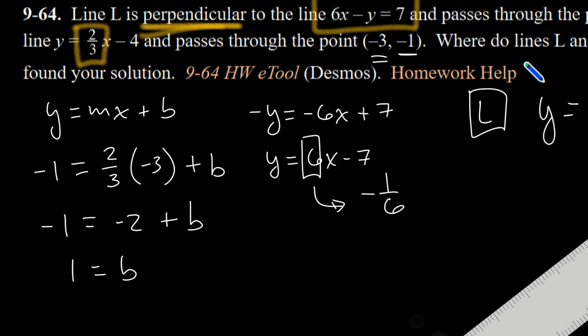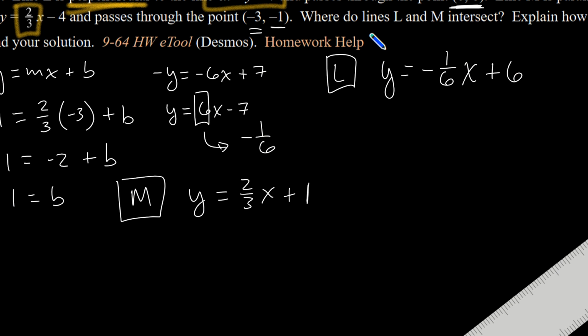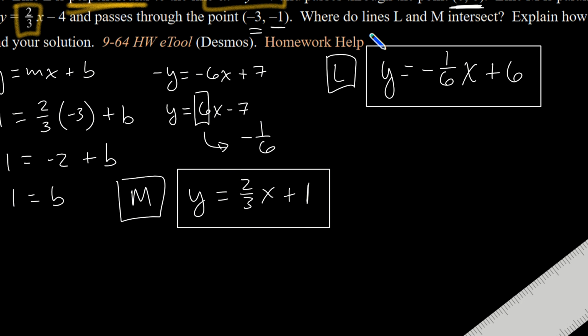So this other line, line M, I'll put a box around it, has the equation y equals 2/3 x, because it was parallel, and then it would have a y-intercept of plus 1. All right, so those are my two lines. What the question now asks is, what is the point where that line and this line intersect? They didn't give me those lines. They gave me enough information to get the lines, but now the question is, where do those lines meet each other?